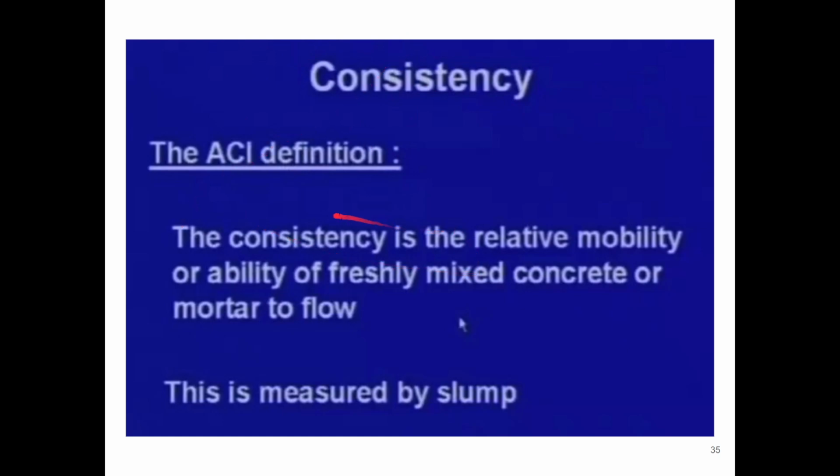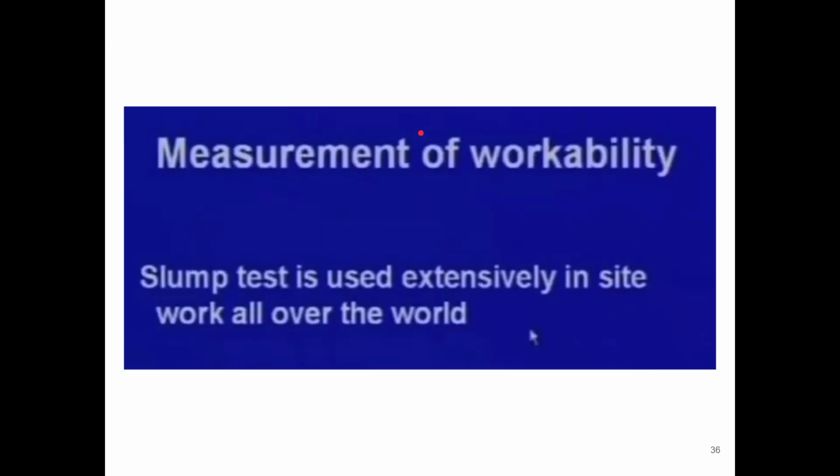As per the American Concrete Institute, consistency can be defined as the relative mobility or ability of freshly mixed concrete or mortar to flow. So it is the ability of the mortar, or even when mixed with aggregate it becomes concrete, to flow, and that is measured by slump. Slump is one of the important parameters which defines consistency.